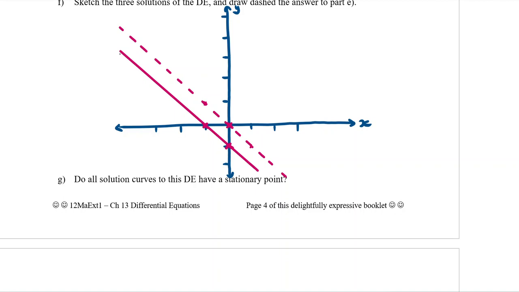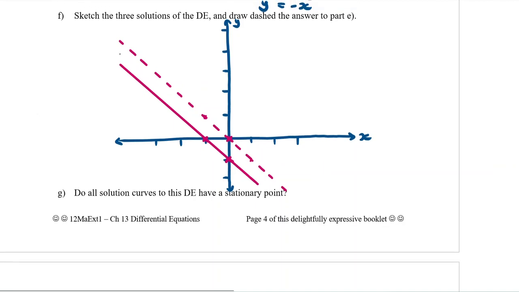Part A. Look back to part D. For A, we found that there was a minimum turning point at the origin. So maybe I'll do a different color, green. So at the origin, there's my turning point. It's a minimum, so it's going to be going up from there. It's not a parabola though. Don't make it symmetrical.